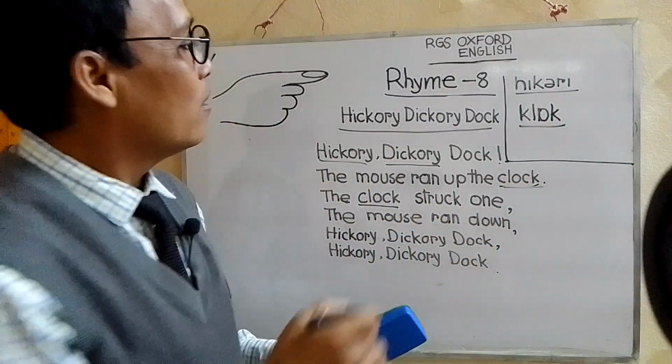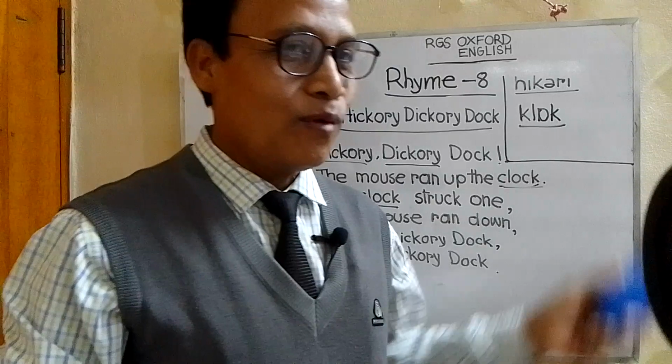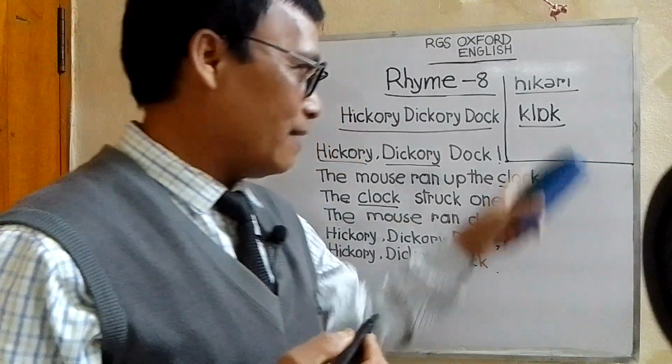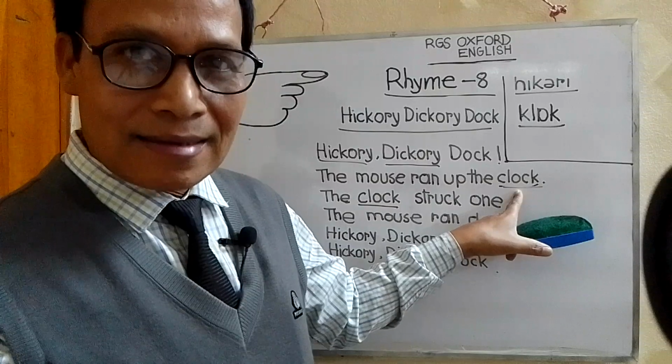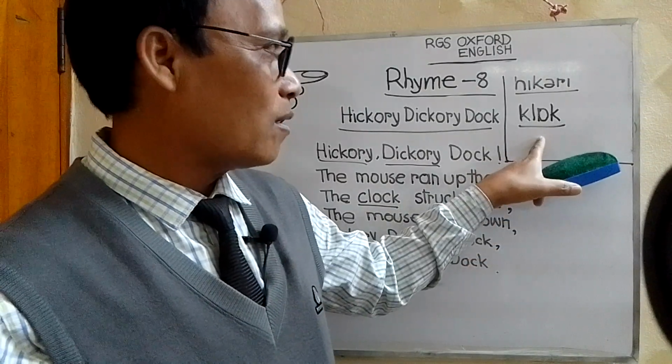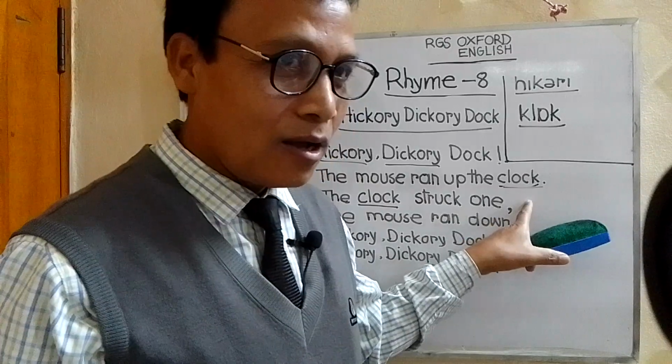The phonic symbol, the phonic sound, the phonic symbol from the Oxford Dictionary tells us that the correct pronunciation, the correct sound of the word is clock. Clock, not cloak. This is clock.